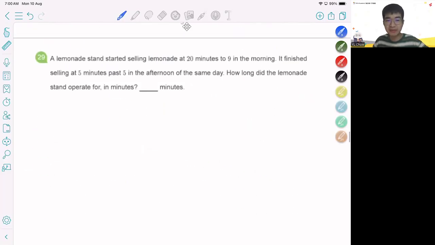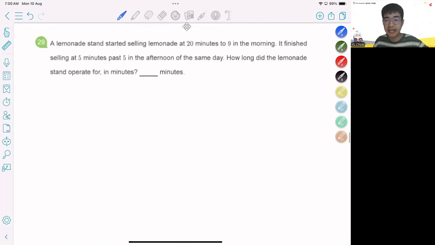Right, our next question is question 29, which is actually a fundamental time word problem. Maybe it's because the way I express the time confuses you a little. But let's read the question. A lemonade stand started selling lemonade at 20 minutes to 9 in the morning. What does 20 minutes to 9 mean? It finishes selling at 5 minutes past 5 in the afternoon of the same day. What does 5 minutes past 5 mean? How long did the lemonade stand operate for, in minutes? So we are finding the total duration in minutes.